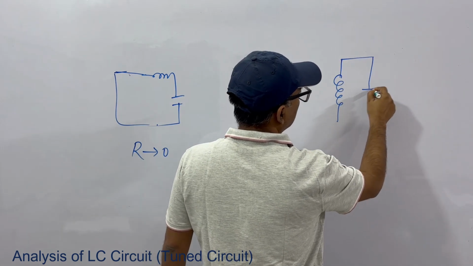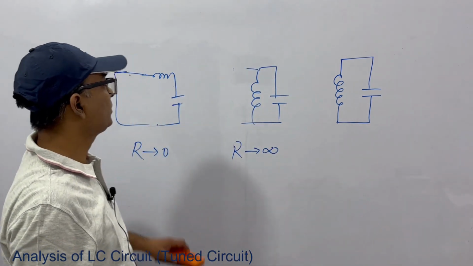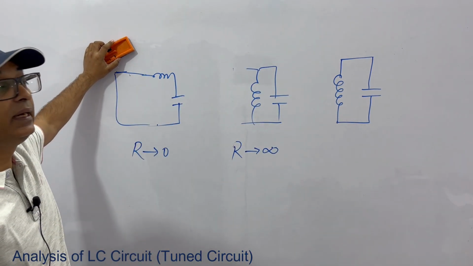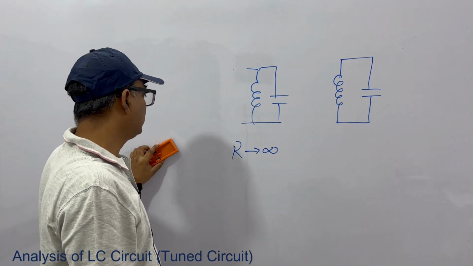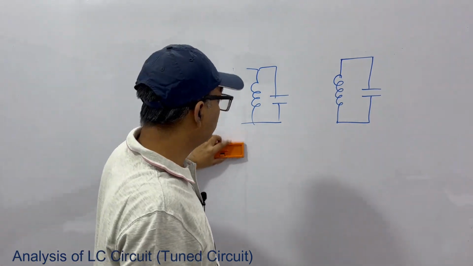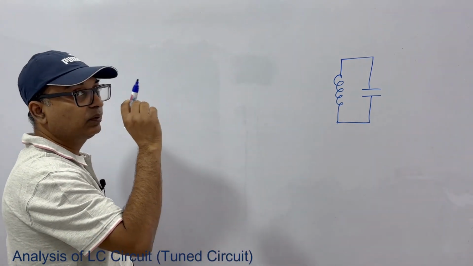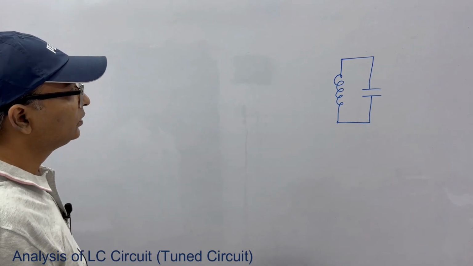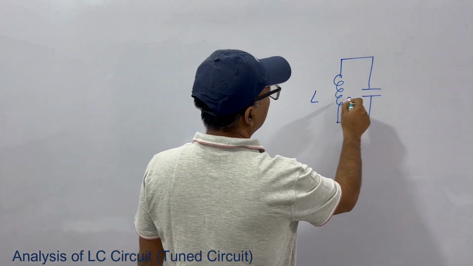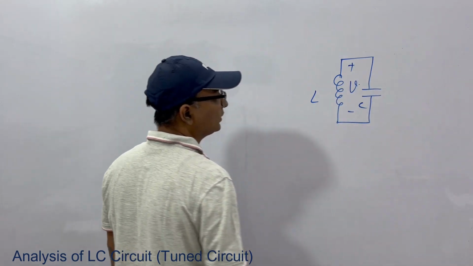This is a tuned circuit, a very important circuit that you find use in electronics. This is the LC circuit. Through this circuit we are able to tune using the values of L and C. We are able to get a particular frequency that is used in communication. So this is the LC circuit. Okay, let's say this voltage is V across this.